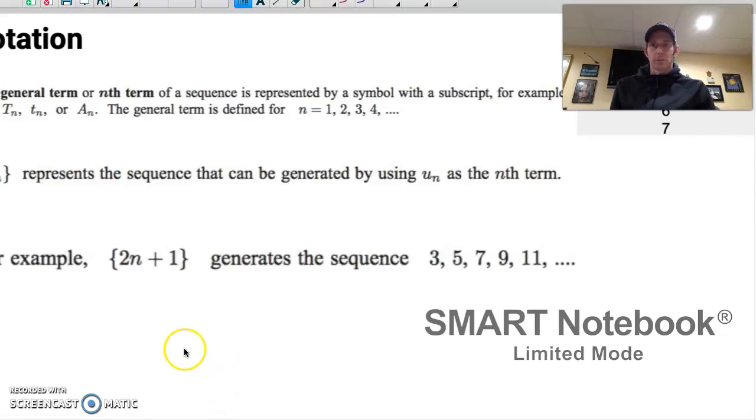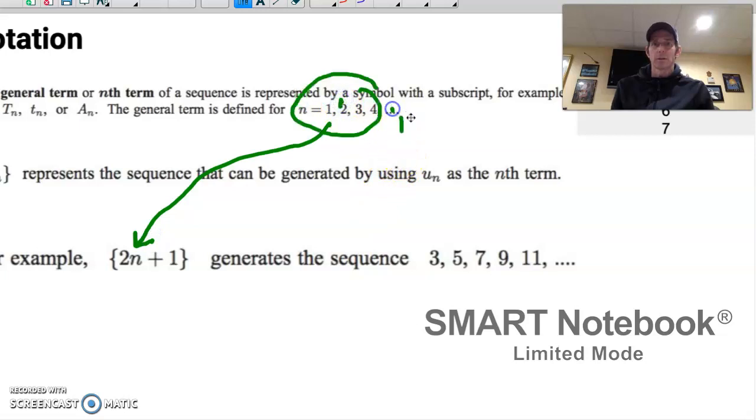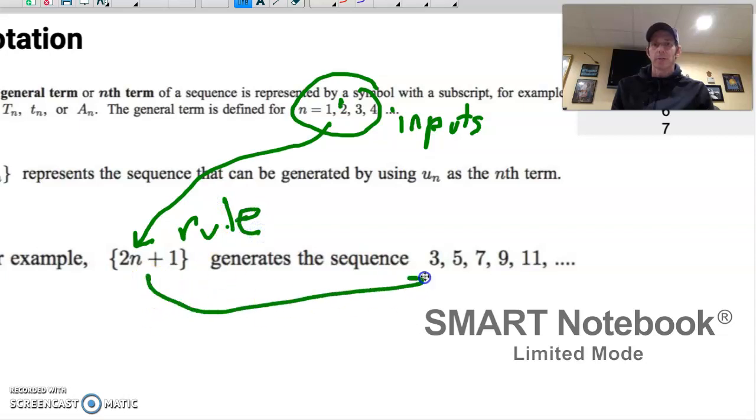So we're going to do an example. Here's a rule that we have. It generates this sequence. But really what's happening is we're taking these numbers right here, these n's, and we are inputting them into the rule. So again, you can think of these as your inputs. And once they go into the rule, which every sequence must have, they will spit out an output. And this would basically be u of 1.